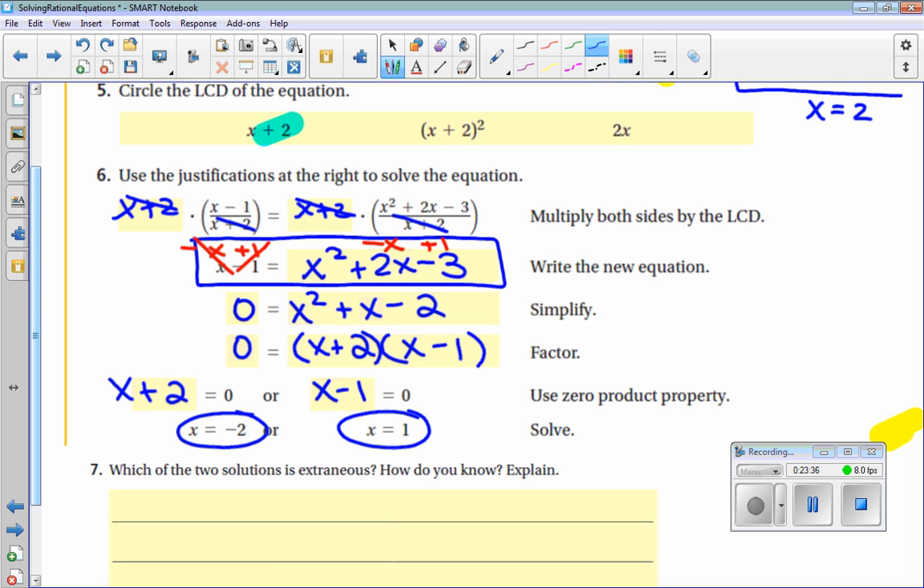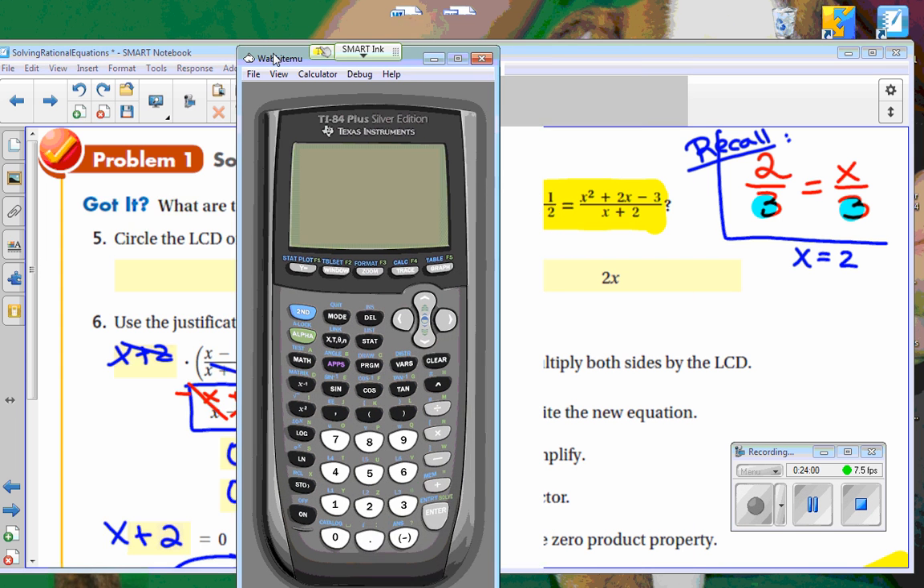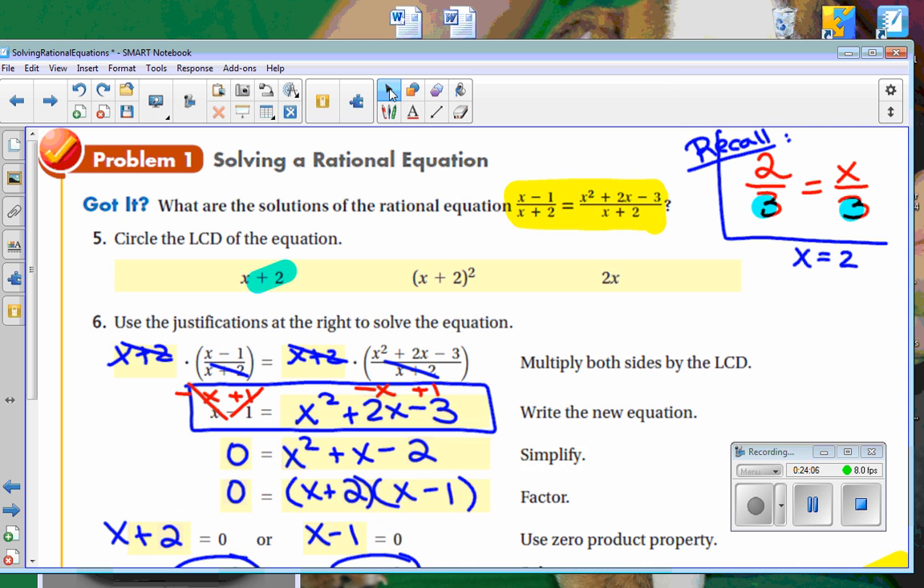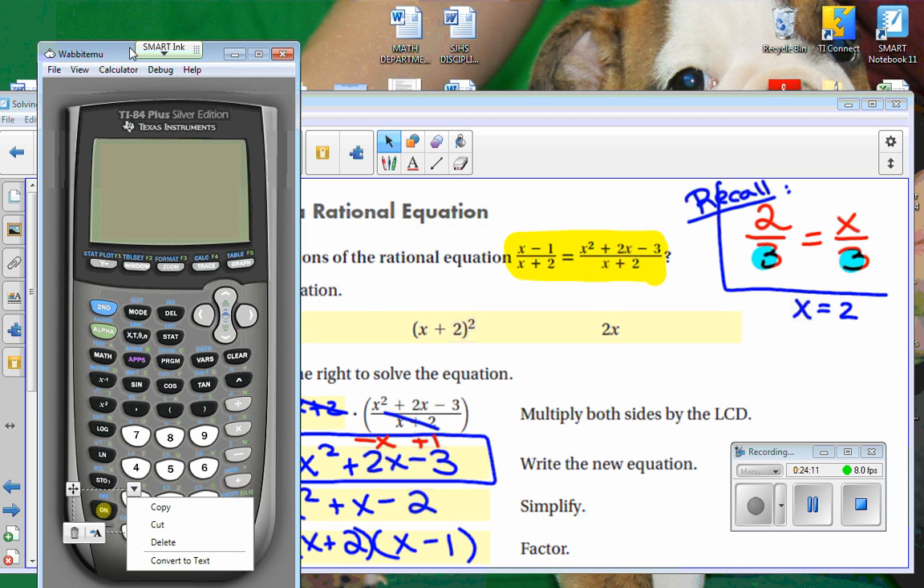How would we check? Chris said, well, one way we did it before was graph it. I'm okay with that. Let's graph it. Okay? So we're going to make sure both of these answers are solutions. We're going to need to check. So let's plug this into the calculator. We've got to go back to the original problem. How do I plug that original problem in? The left-hand side is y1.